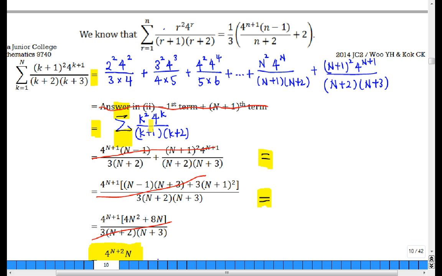Get what I'm trying to say? Now, okay, those of us who are falling asleep, please, can you try and keep yourself awake? Now, sorry, this summation line is wrong.